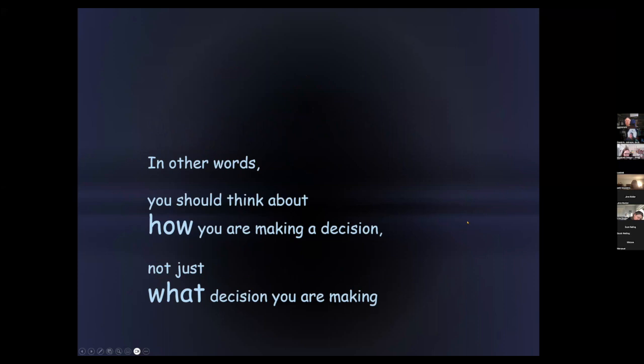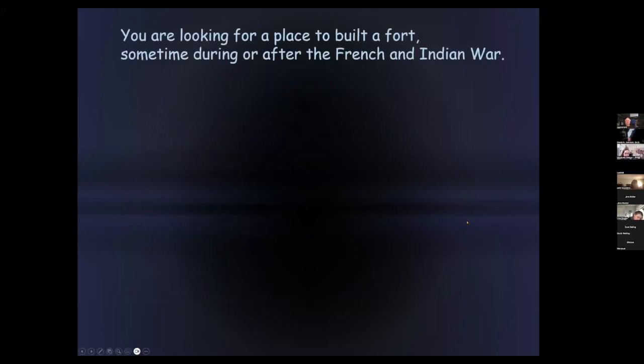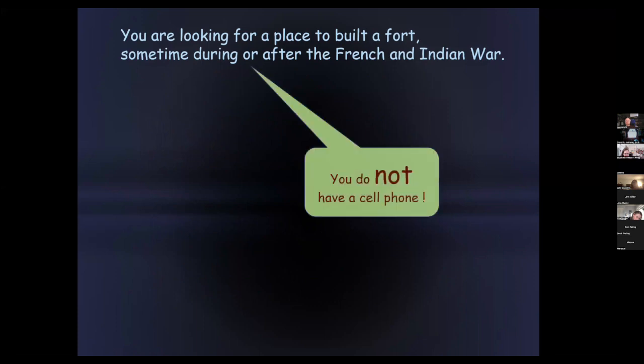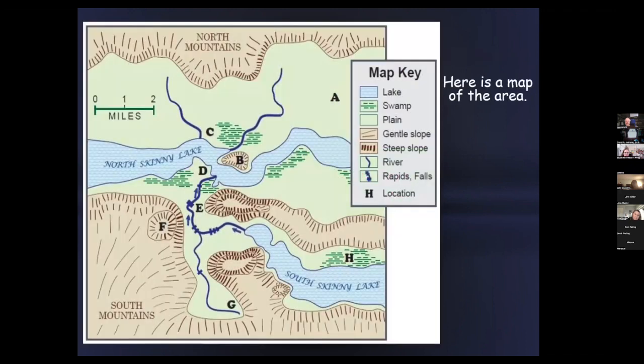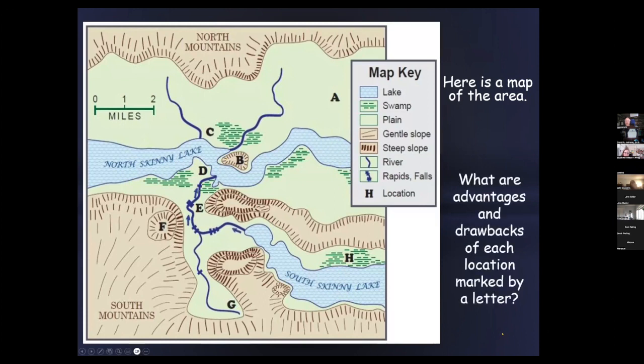So the goal is to think about how you're making a decision. You're looking for a place to build a fort sometime during or after the French and Indian War. You do not have a cell phone or any of the other modern tools that you've got. What you do have is a somewhat more detailed map than you had last fall when we played one of these games. And the task for the students is a little bit more detailed, that the activity they get asks them to specifically name some advantages and drawbacks from each location that's marked by a letter.